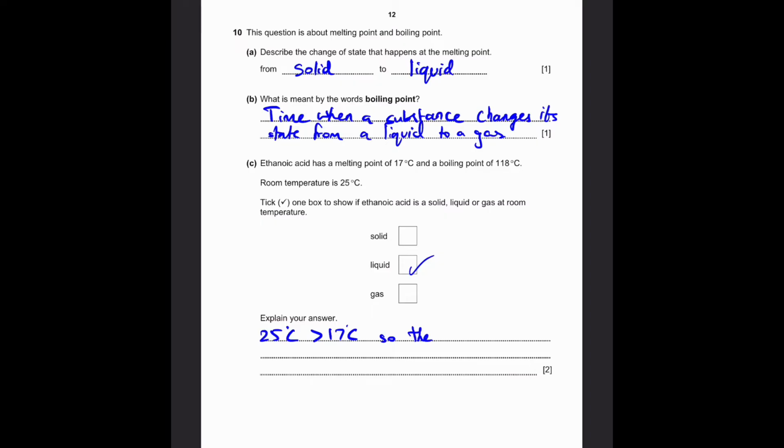So, the ethanoic acid has already melted, right? If the temperature is above the melting point, then it melted. If it's below the melting point, then it didn't melt. And then 25 is less than 118 degrees Celsius as well. We can see the boiling point is 118 degrees. If the temperature is at or above 118, we will have the ethanoic acid as a gas.